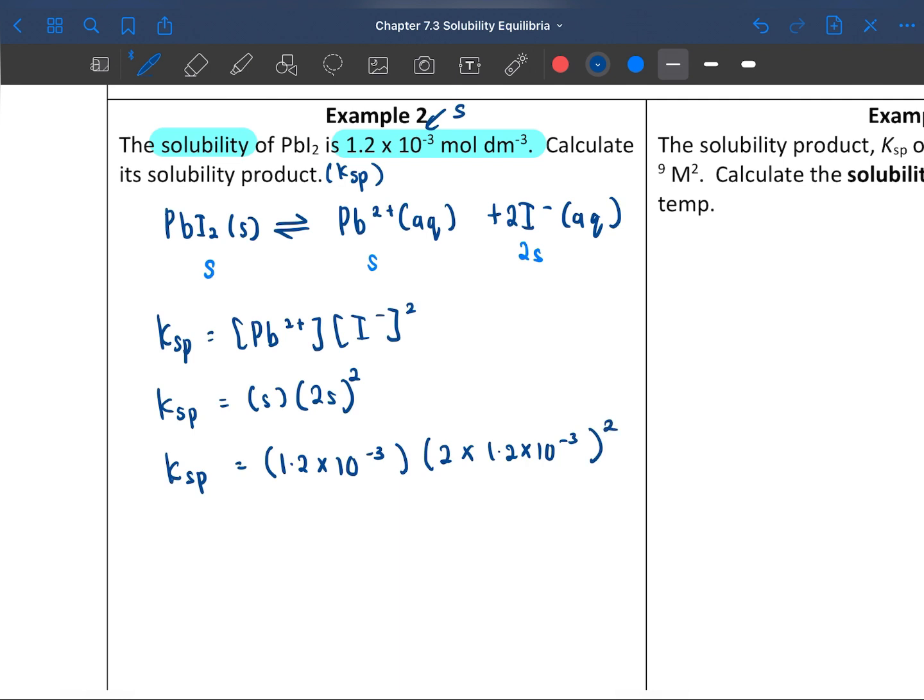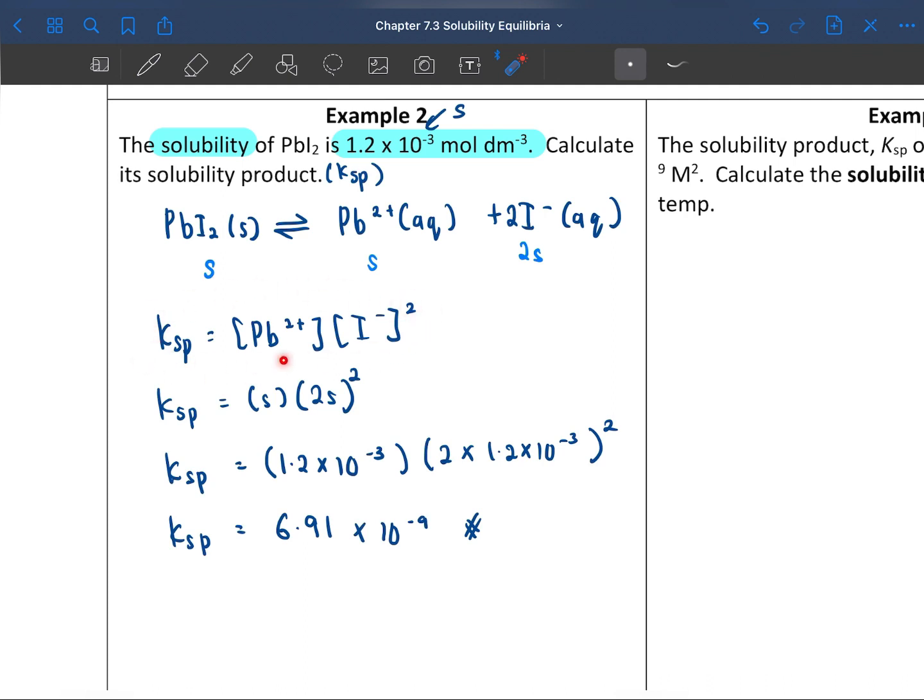Alright, press the calculator and take the answer, and you should get 6.91 exponent negative 9. So the solubility product for example 2 is 6.91 exponent negative 9. Right, let me recap. The question gives you the solubility, so this solubility is the value of S. Then it says calculate the solubility product. Solubility product is Ksp.